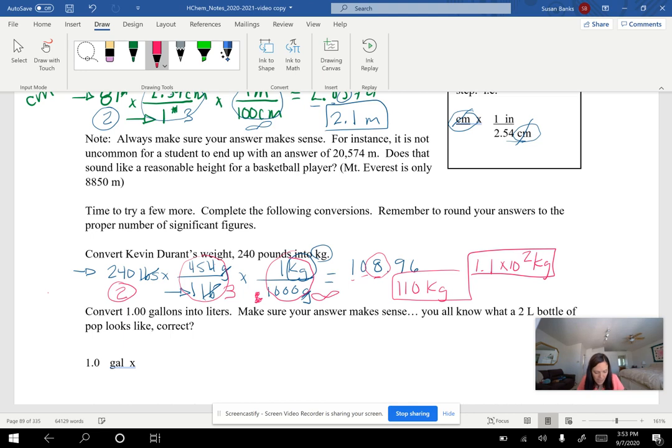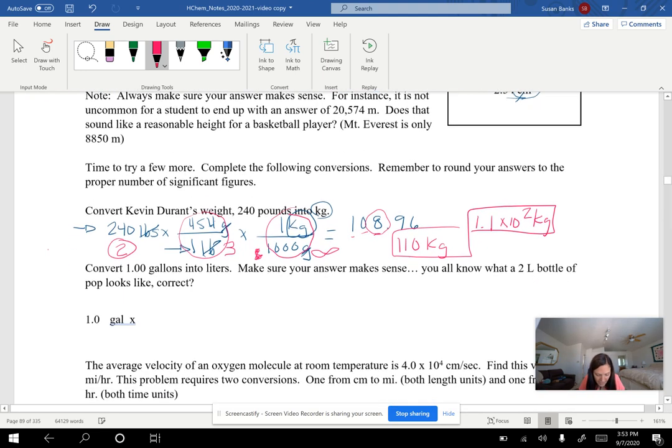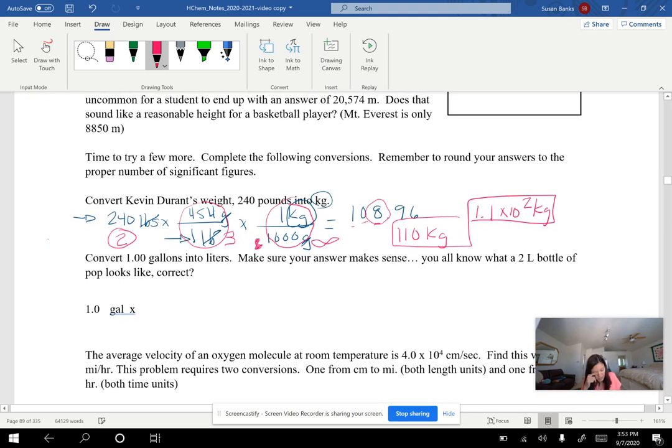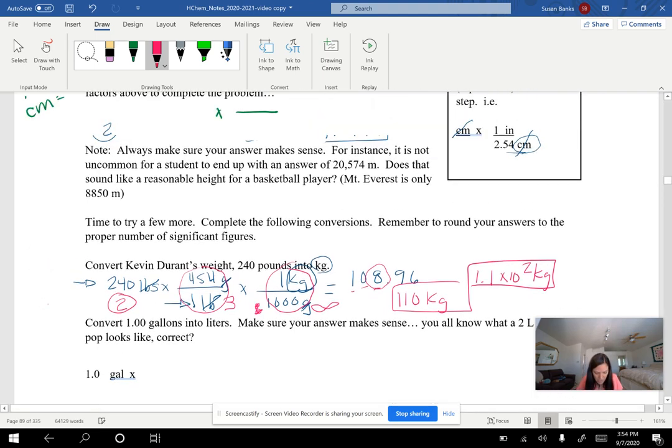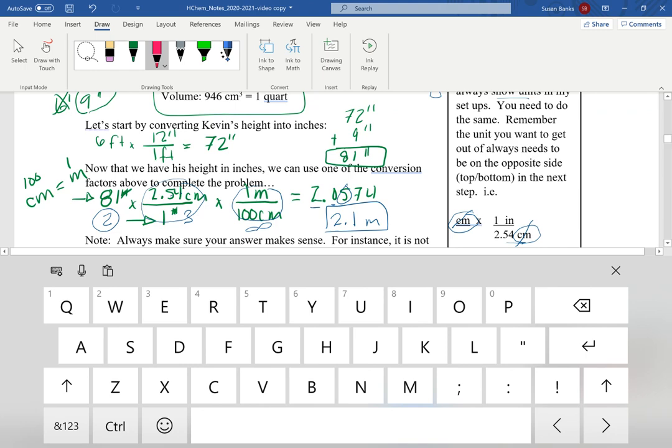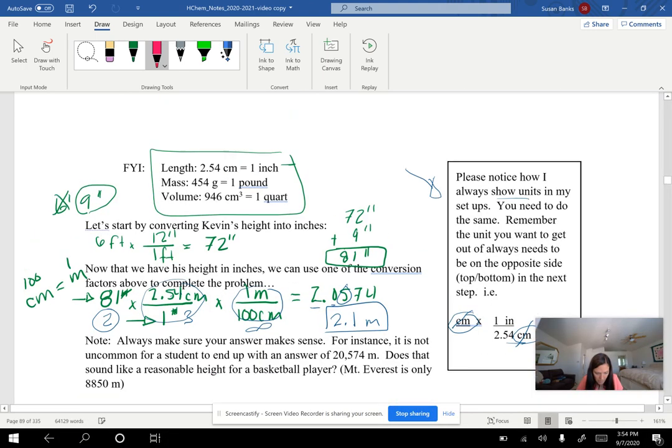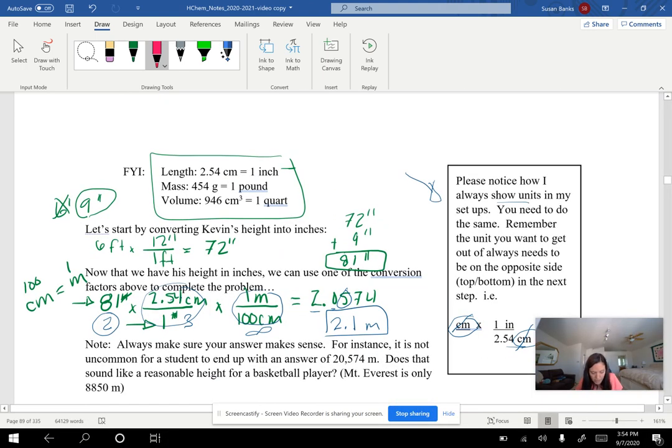Okay, now I want you to convert 1 gallon to liters. Make sure your answer makes sense. Okay, remember that a 2-liter bottle of soda is about half a gallon. I'm just going to give you that. So let's look at our conversion factor that we have up here. Okay, our conversion, we have 946 centimeters cubed to 1 quart.